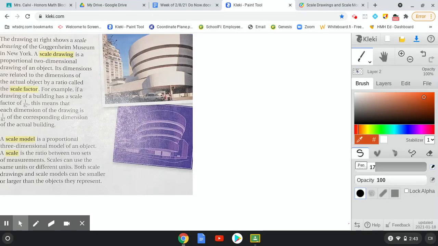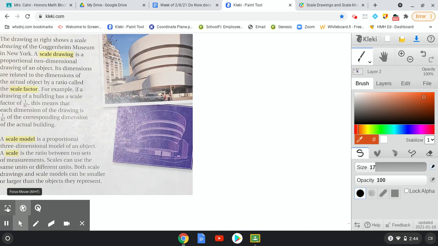We are going to be reviewing scale drawings and scale models. This is information on the screen here that you would want to copy into the notes section of your notebook. We are going to be talking about a scale drawing, which is a proportional two-dimensional drawing of an object. Now, its dimensions are related to the dimensions of the actual object by a ratio called the scale factor.